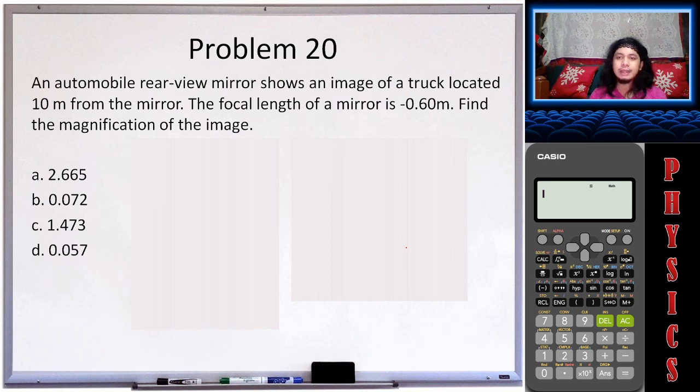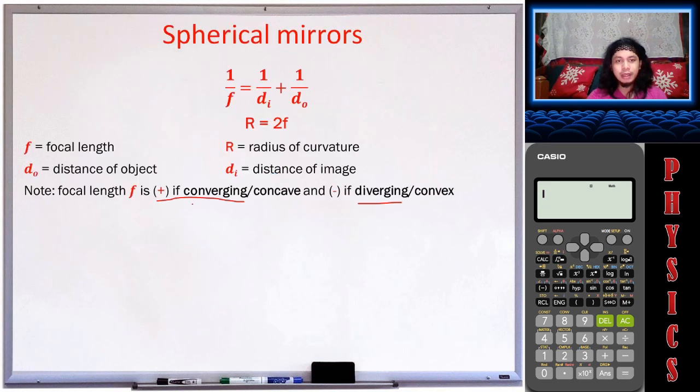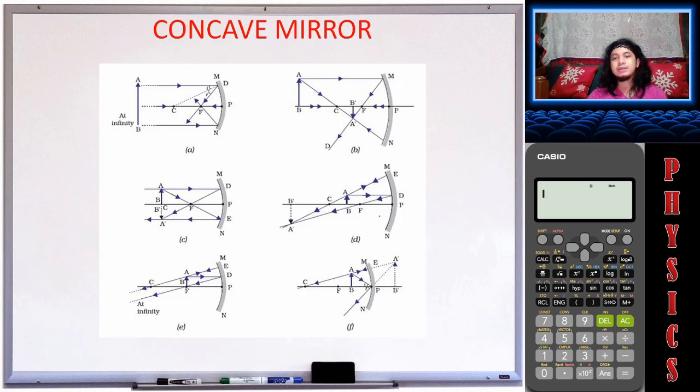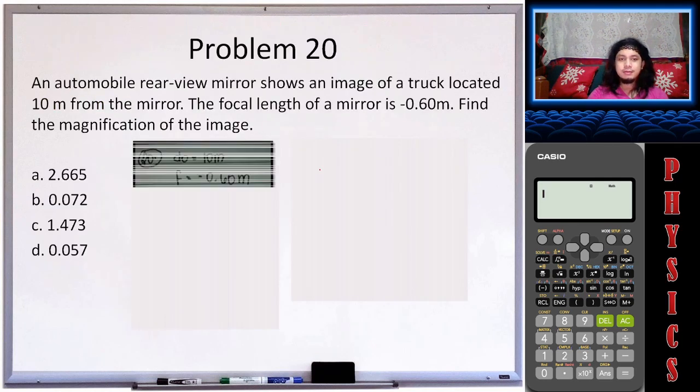So, ang binigay dito, yung daw truck na located 10 meters from the mirror. Ibig sabihin, that's the distance of the objects. That is DO. Tapos may focal length na binigay, negative 0.60. Di ba meron tayong ibig sabihin kapag negative yung focal length? Babalikan natin, focal length daw negative. Pag daw negative yung focal length, ano ba sabi? That is, negative is diverging. So, diverging yung mirror. Yun yung ibig sabihin niya. Okay? So, yun yung given.